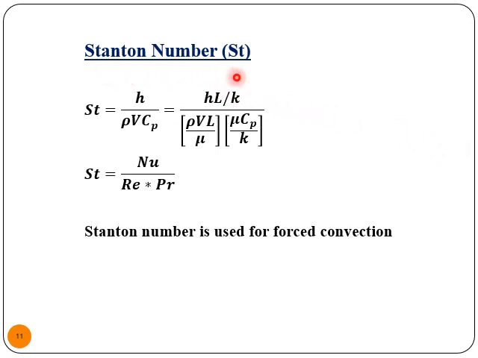You can also write this relation between Nusselt number, Reynolds number, and Prandtl number using a single number, that is Stanton number, which is Nu by Re into Pr. So this is just for simplification, which is used in forced convection.